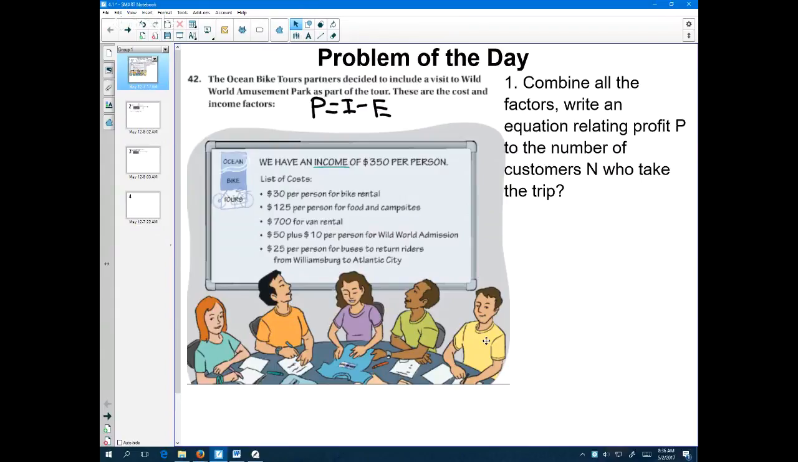My hint, I already gave you my only hint. I know what the income is, if I know what the expenses are, write the equation. P will equal something. P is profit. So P equals a bunch of things.